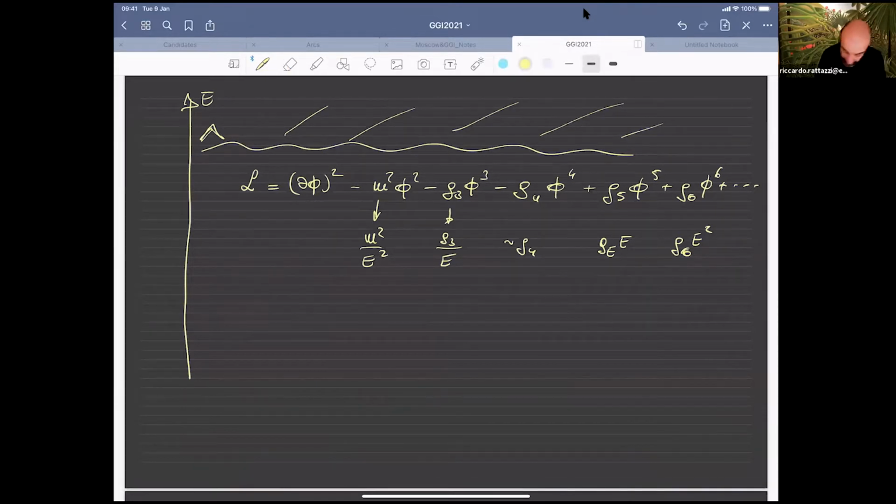So you have the situation that as soon as you start looking at energies below lambda, all these terms here, the operators of dimension higher than 4, their effects quickly go down with energy. On the other hand, the effects of operators of dimension strictly less than 4 grow with energy. And of course, if m were of order lambda, there would be nothing to discuss, right?